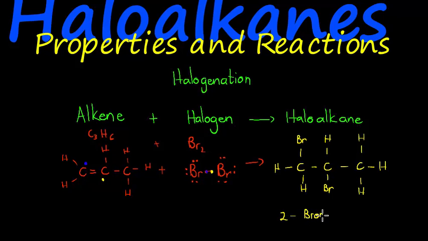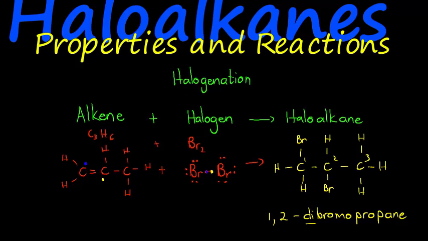This one is called 1,2-dibromopropane. That's going to be this one's name. Why? Because on the first and the second carbon, he's got a bromine, and because there's two, we use the prefix di. This is called halogenation.